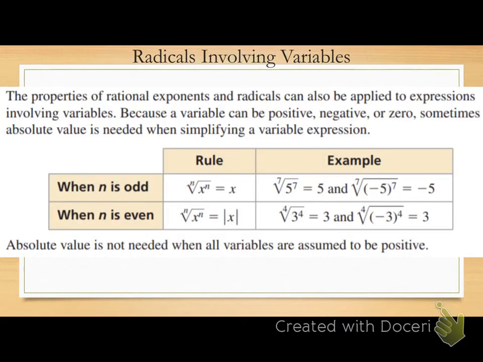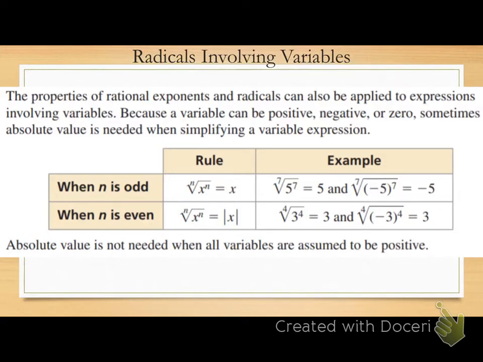Okay, so now let's talk about, those are radicals that just had numbers. So let's talk about radicals involving variables as well. The properties of rational exponents and radicals can also be applied to expressions involving variables. Because a variable can be positive, negative, or 0, sometimes absolute value is needed when simplifying a variable expression.